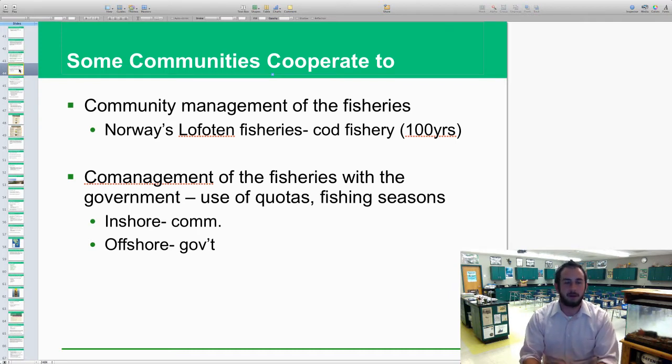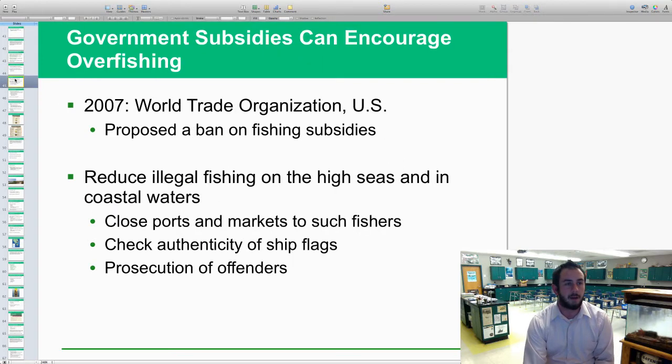One of the ways we talk about this is community management, or coming together as a group. Some communities have done really well at this. They've managed fisheries without major government interaction for hundreds of years. Norway's cod fishery, the Lofoten cod fishery, is a prime example of that. Others need co-management, where we need an inshore community but an offshore government using quotas and fishing seasons, so that it comes together. But a majority of the time we end up having co-management rather than community management, where the community is good. Again, we learned from the tragedy of the commons that sometimes, when we're only seeing one way for ourselves, that can get disrupted. But this way has worked for this community for a long time.